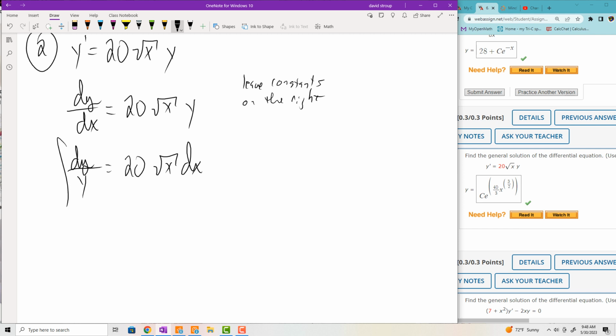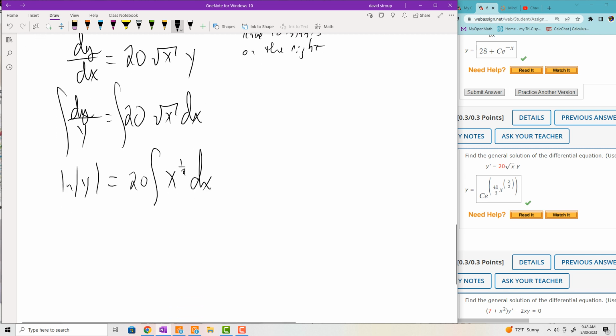Integrate on both sides. So on the left here, it's just ln absolute value y. On the right, you can factor out the 20, rewrite the square root as a fraction exponent to do a power rule. One half plus 1 is the same as 1/2 plus 2/2, which is 3/2. Divided by 3/2 is the same as multiplying by 2/3. And we always tack the constant onto the right-hand side.